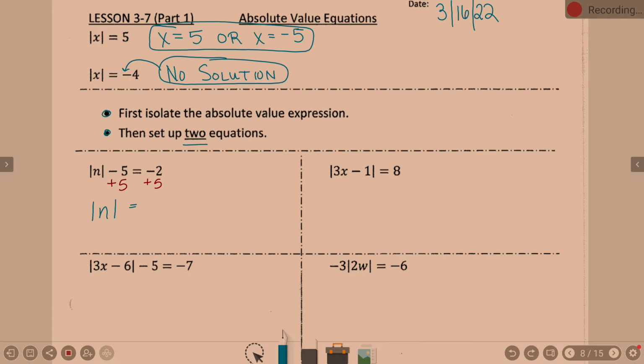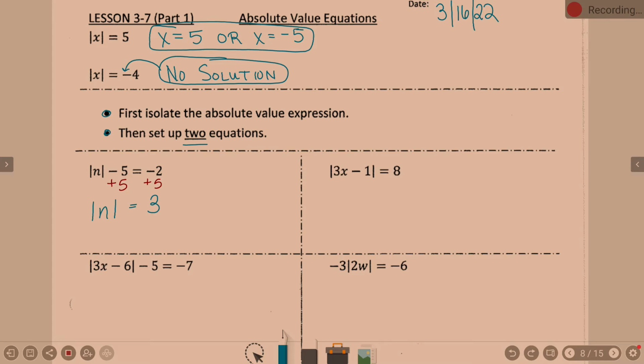So, absolute value of n, it was minus 5. So we added the 5 to the other side. Minus 5 plus 5 cancel. What is negative 2 plus 5? 3. How is it 3? Because you're adding a negative and a positive, and so we subtract the values.